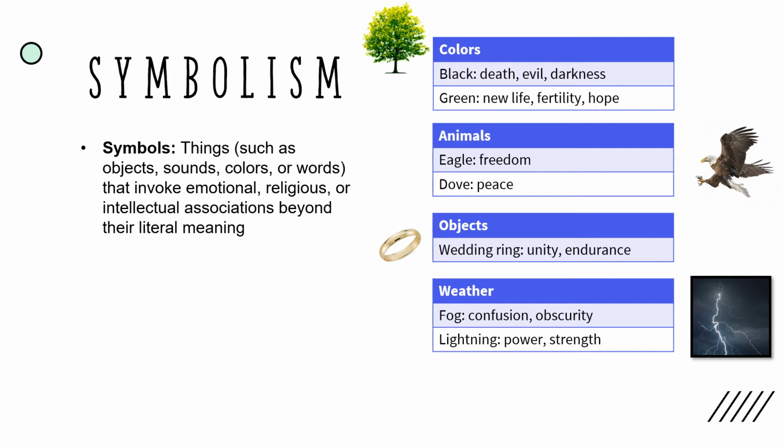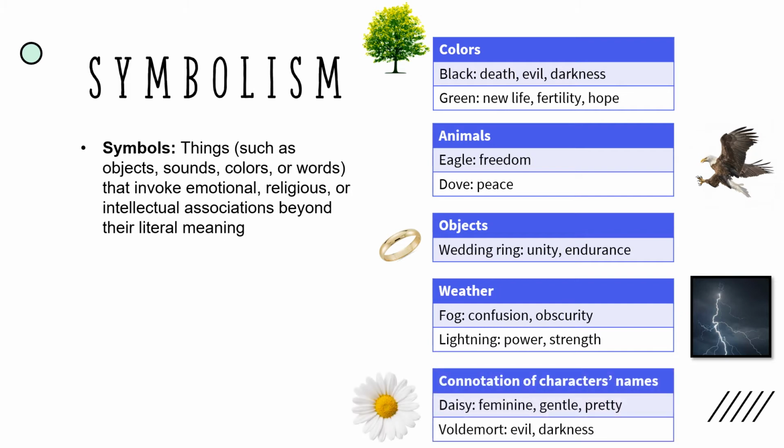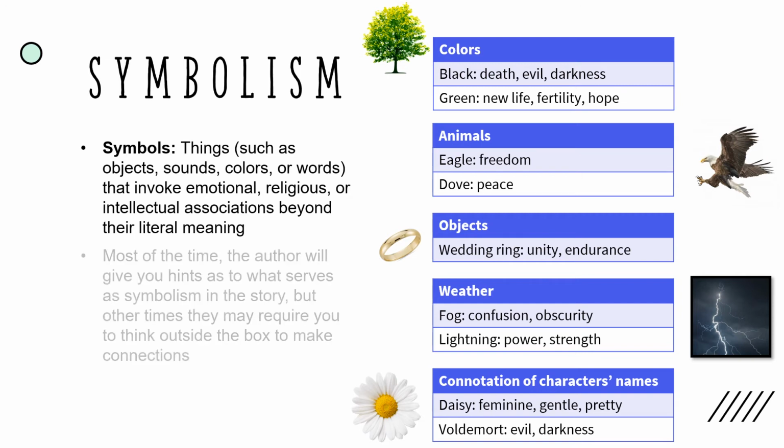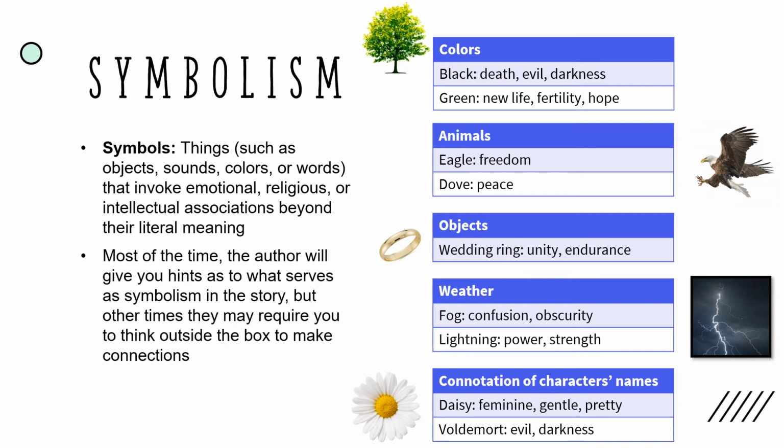Symbols can be found in the connotations of characters' names, too. For example, the name Daisy may symbolize a character who is feminine, gentle, and pretty, while harsh-sounding names like Voldemort may invoke feelings of evil or darkness. Most of the time, the author will give you hints as to what serves as symbolism in the story, but other times they may require you to think outside the box to make connections.